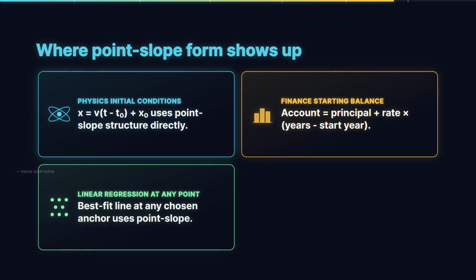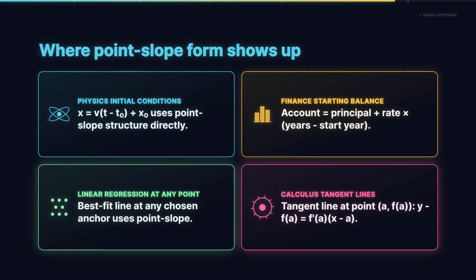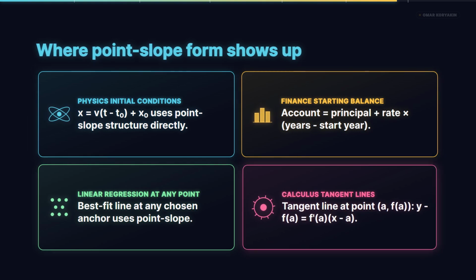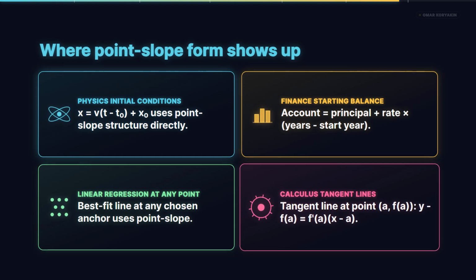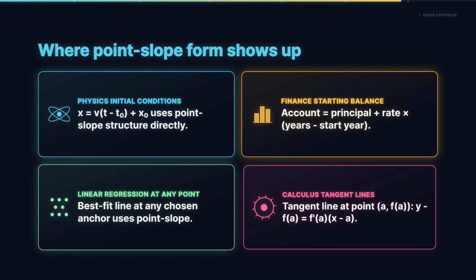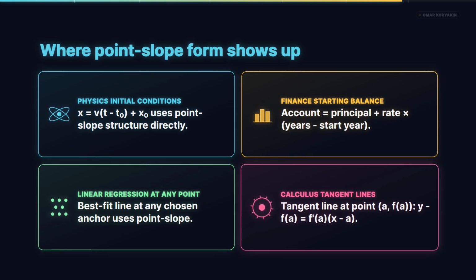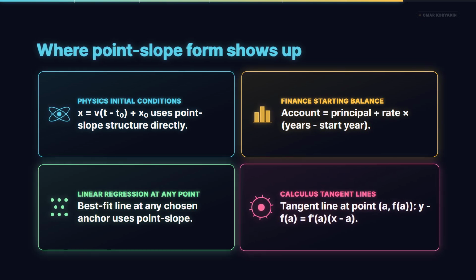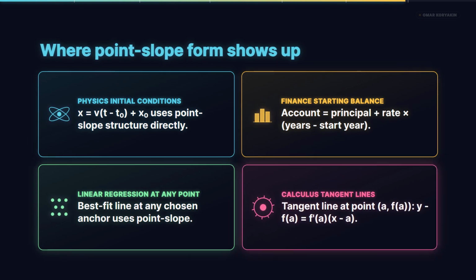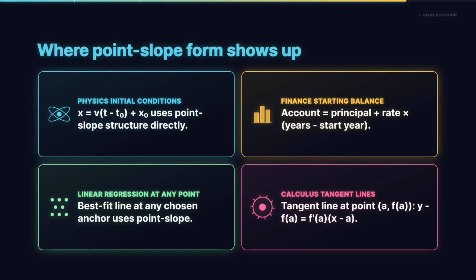In calculus, the tangent line to a curve at a specific point, a comma f of a, is given in point-slope form as y minus f of a equals f prime of a times the quantity x minus a, where f prime of a is the derivative at the point. Tangent lines are foundational tools in calculus optimization and Newton's method for solving equations, and the point-slope form is the natural way to write them. The skills you build today scale directly into all of differential calculus.